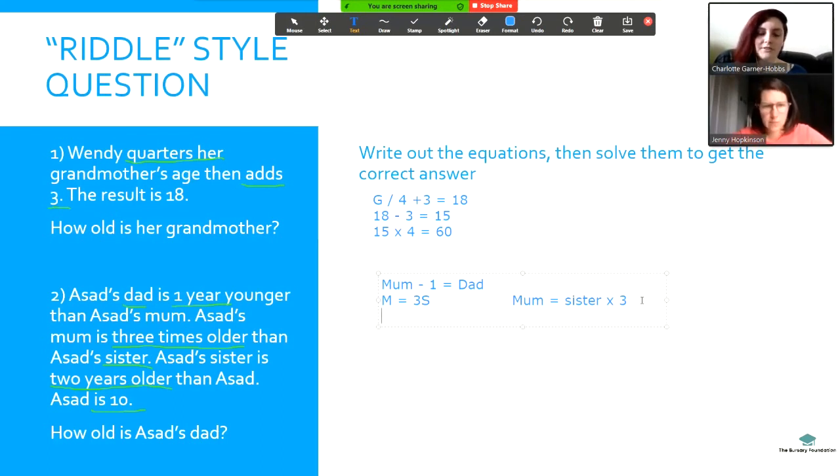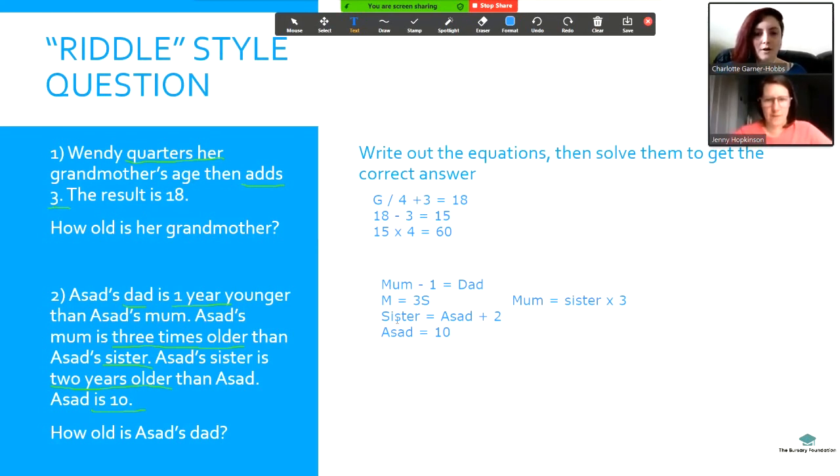Do we know how old the sister is? No, but we know that she's Asad plus 2. And do we know how old Asad is? Asad is 10. Okay. So what I'd do then, now I've written this out, is go back through each of the stages.